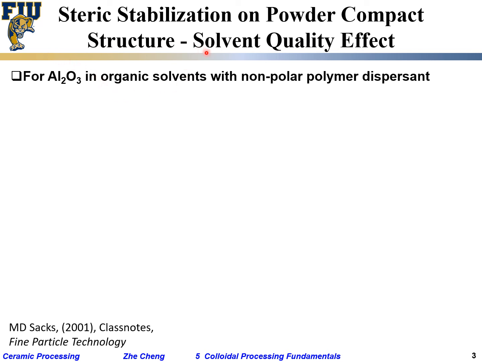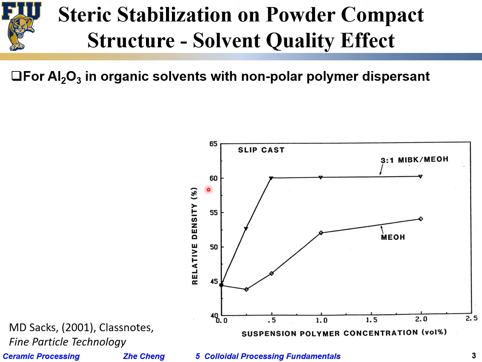And then let's talk about solvent quality. We talk about solvent quality a little bit, how solvent quality or different solvent influence the polymer coverage on ceramics. Now let's look at the microstructure. This one is relative density for aluminum oxide packed with different polymer concentration. But here we're using two different types of solvent. One is more polar, methanol, the other one is this mixed solvent. And here, of course, we are still having the so-called PVB as the polymer.